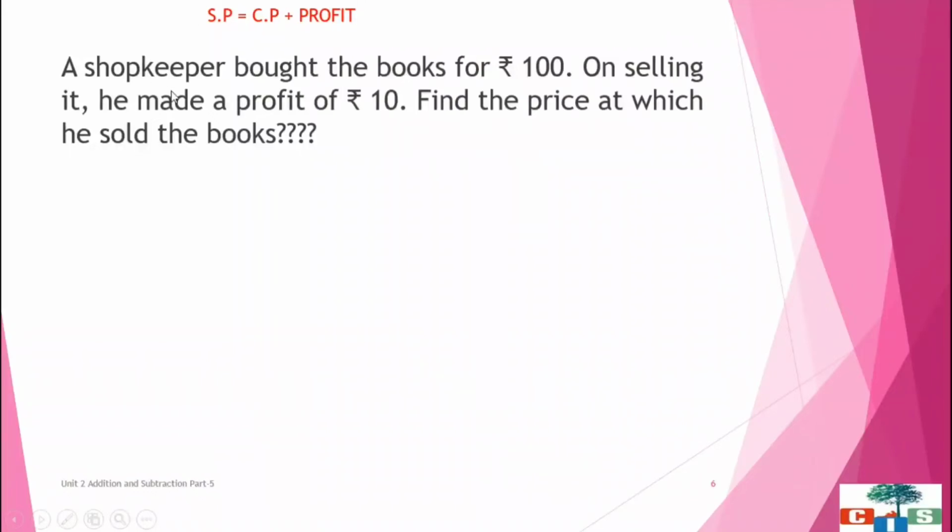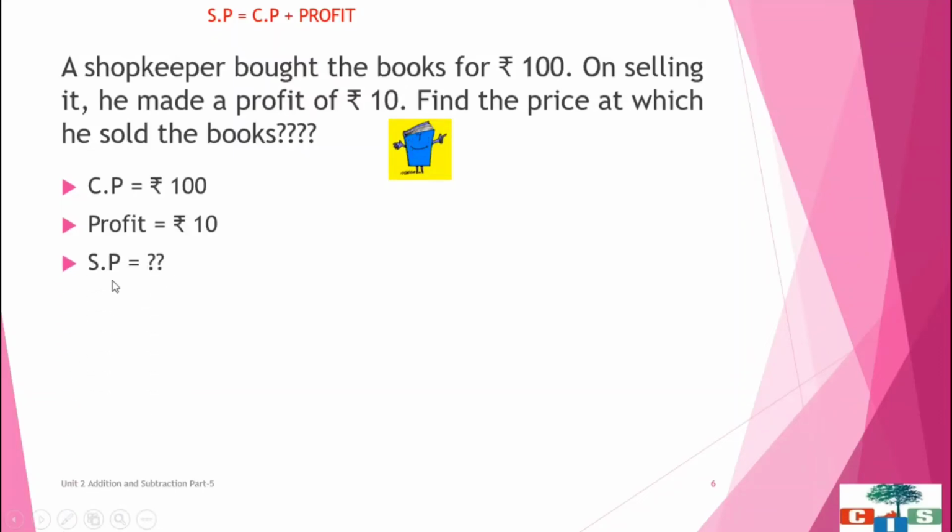Okay, what is given in the statement? Bought means the cost price of the books is equal to rupees 100. On selling, he made a profit, and profit is given, that is a profit of rupees 10. And what we need to find? We need to find the selling price of the books. Okay, so what is given? First of all, we'll write that cost price is equal to rupees 100, profit is equal to rupees 10, and we need to find the selling price.